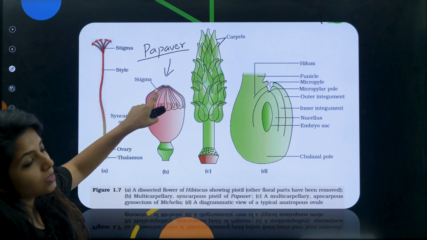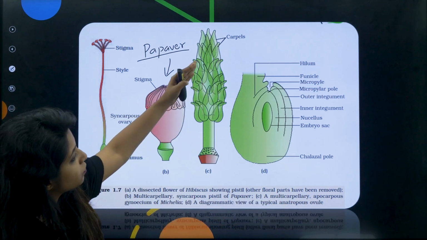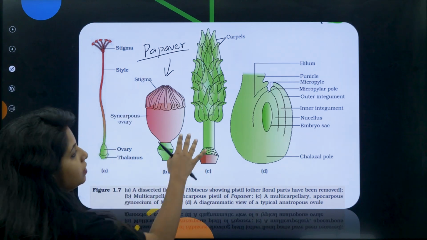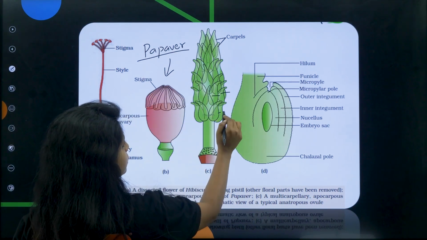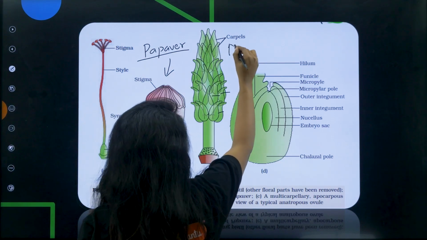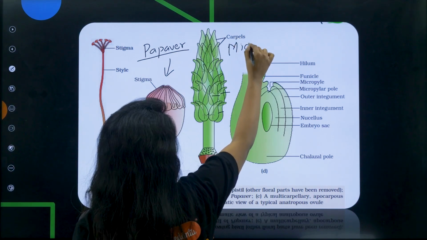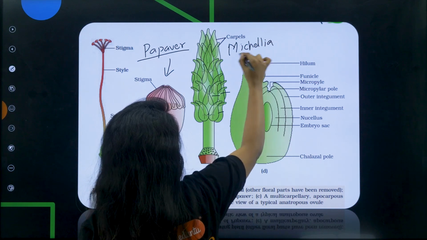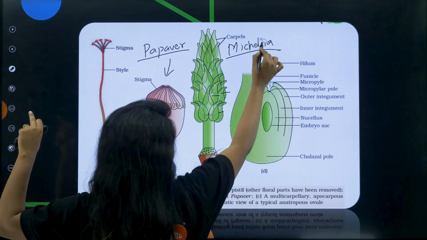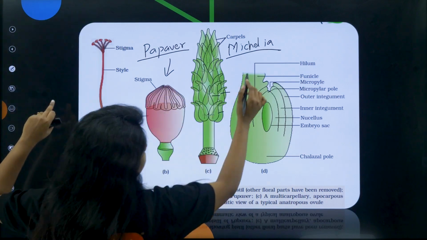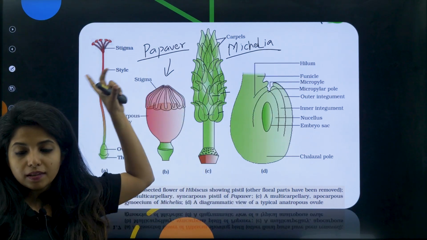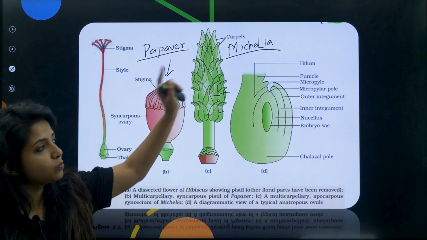This is syncarpous, where all of them are fused. This is apocarpous, where they are not fused, they are separate. As you can see here, they are all fused. Here they are all separate. So this is one, this is one, this is one, this is one. Example is what, children? Michelia. You have to remember Michelia. The spelling is correct, there's only one L. Will you be able to remember it? Syncarpous, example is Papaver. Apocarpous, where they are not fused, example is Michelia.